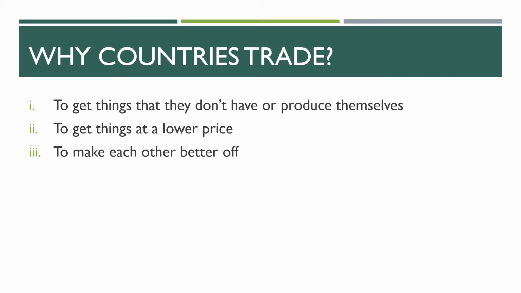Number one, maybe the country is trying to get something that they don't have or they cannot produce themselves. Number two, they are trying to get the same thing that they can produce at a much lower price or much lower cost somewhere else. Or maybe number three, to make each other better off. And of course, sometimes it's also related to political objectives or agendas. For example, sometimes America wants to make trade with other countries because we want to foster international ties.